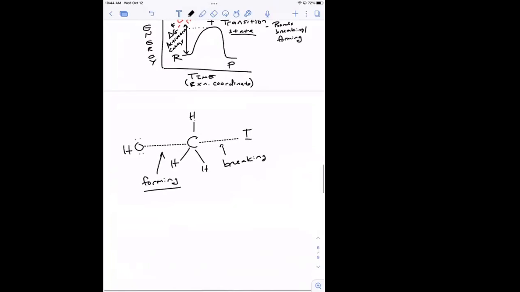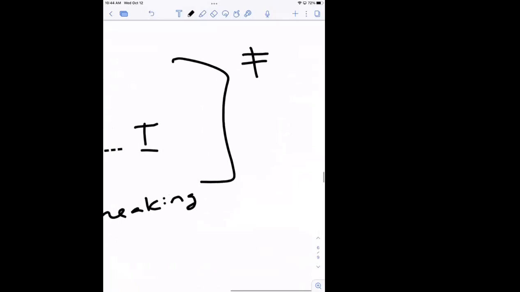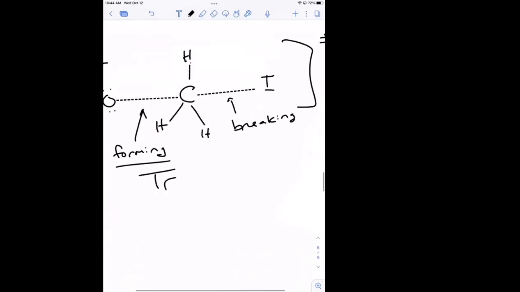And normally for a transition state, we'll put it in brackets. We'll put a double dagger on the outside of the bracket, like a little telephone pole. And that is what it looks like. Got partially broken bonds, got partially formed bonds.